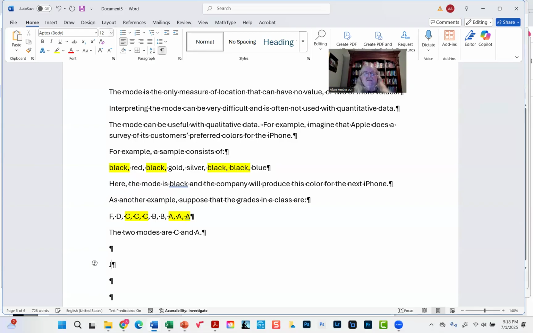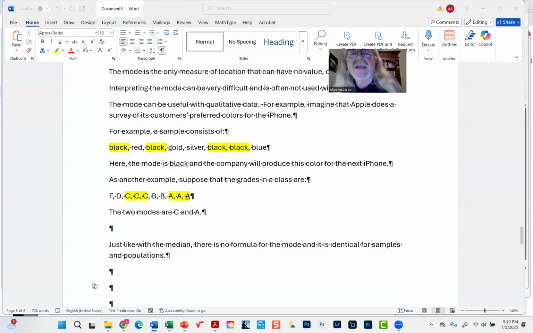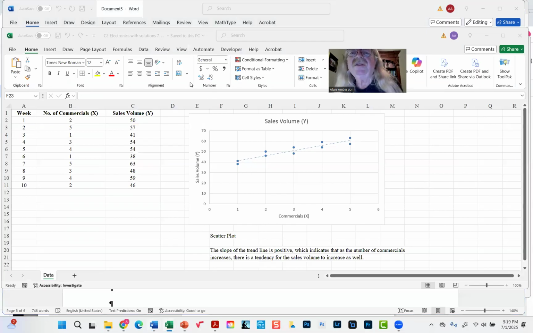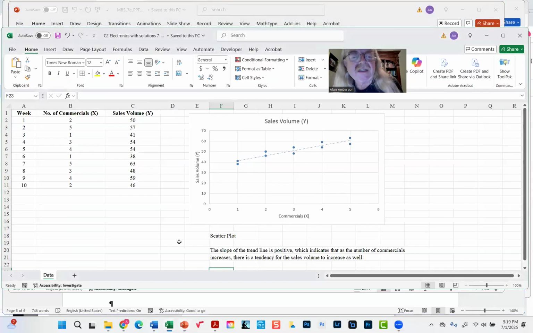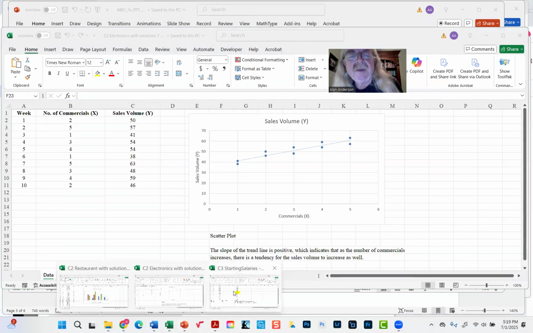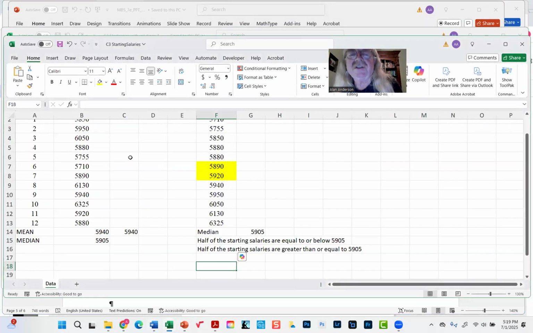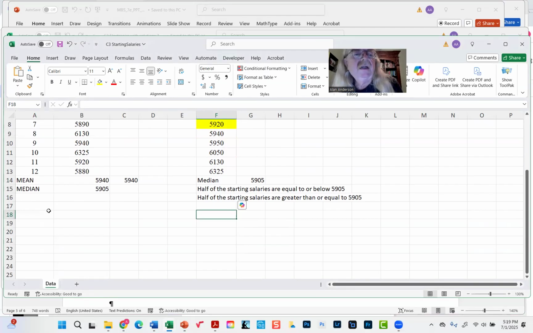And just like with the median, there is no formula for the mode, and it is identical for samples and populations. Okay, so you notice there's no formula in there because there isn't one. It's a procedure. And so, yes, we forgot to check that out with our salaries. By the way, I think we're going to continue using the salaries for our next session, so I'll just hang on to this.